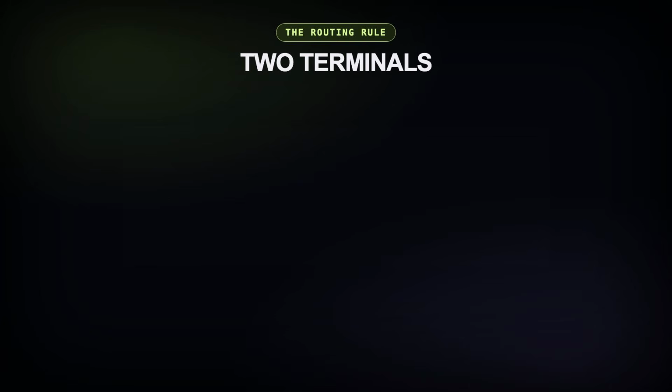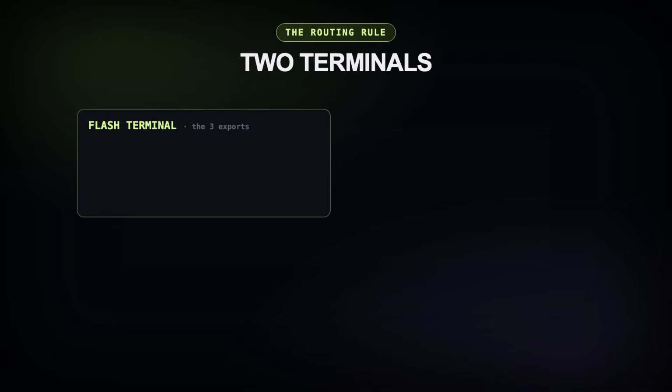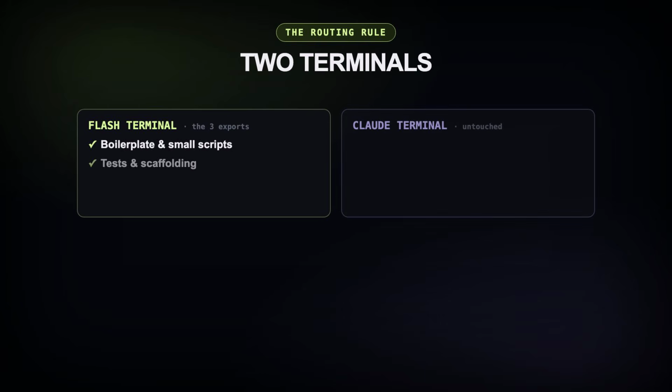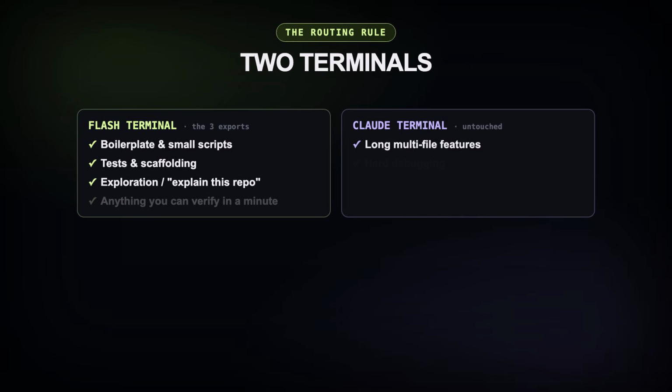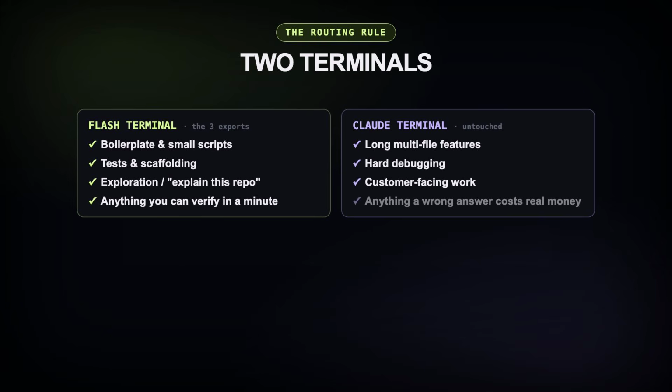So here's the routing rule I actually use now. Volume work, boilerplate, small scripts, tests, exploration. Anything you can verify in a minute goes to the Flash terminal. Judgment work, long features, hard debugging, anything customer facing stays on Claude. Two terminals. One has the three exports, one doesn't. Route by difficulty, and the meter takes care of itself.